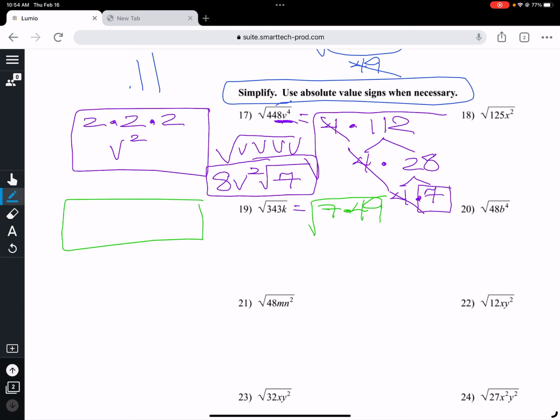All right, 49 breaks down into what? And what about the 7? We can't do anything with it. Now, let's look at the variable. We have a k. We can't cut it in half. K's exponent is 1, so it's just going to stay under. So your final answer will be 7 radical 7k.